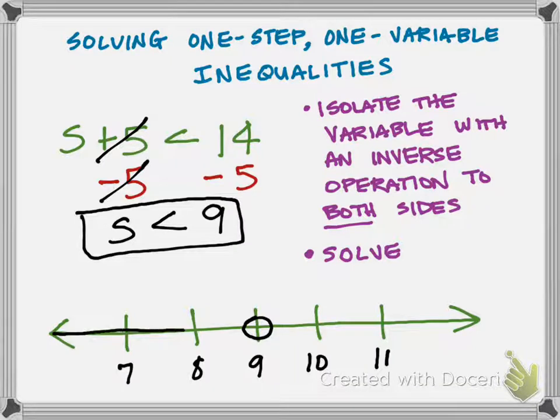So all of the possible answers are in this direction, meaning it could be 8, it could be 7, it could be 6, it could be 5. It could be 8 and a half. It could be 8 and 9/10. It can be anything all the way up to 9, but it can't be 9. It must be less than 9.